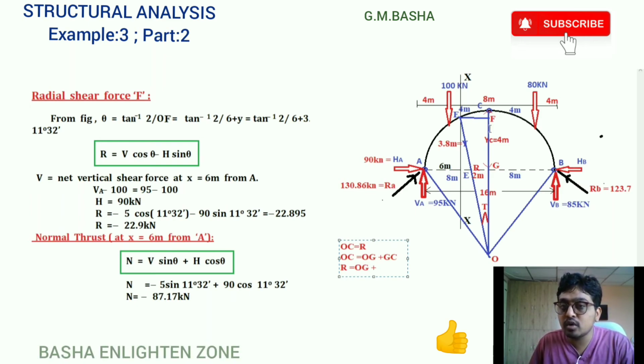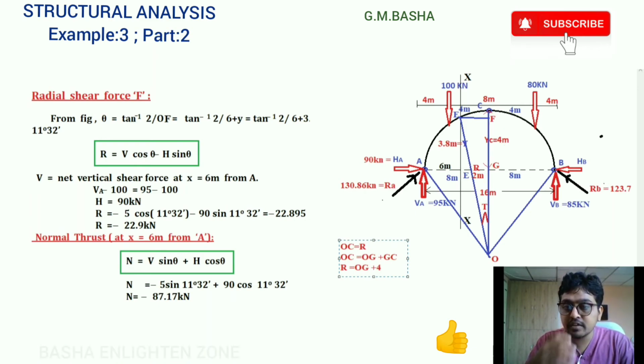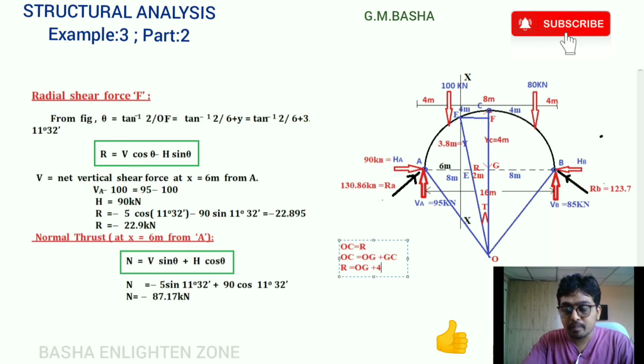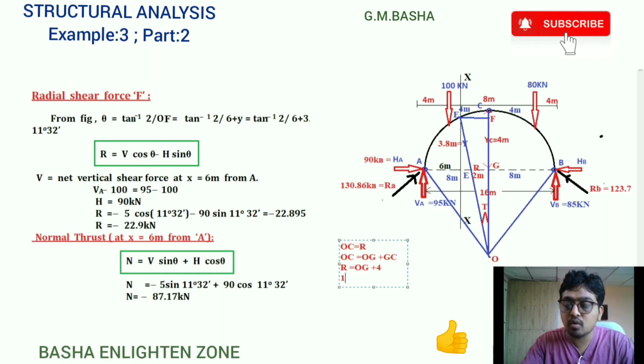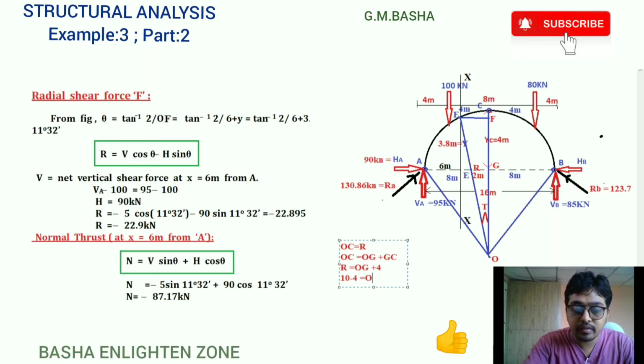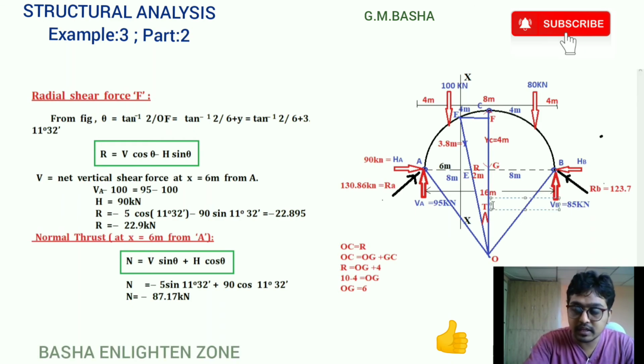This GC value will be equal to the rise, which is given as 4 meters. The R value obtained from the relation will be equal to 10. If I want the OG value, I send this 4 to this side, minus 4, that will be equal to OG. Therefore OG will be equal to 6, 6 meters.